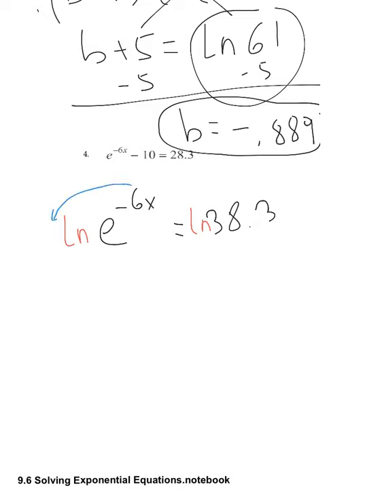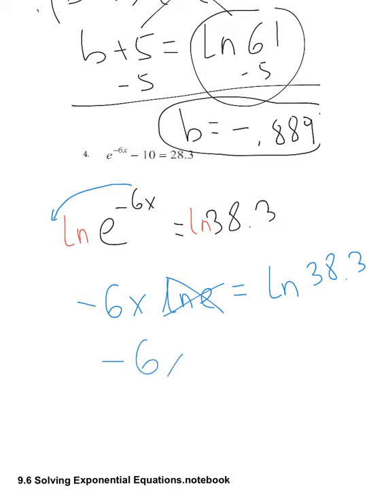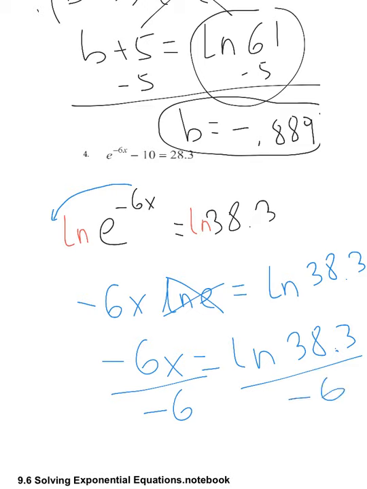So you get negative 6x ln e is equal to ln 38.3. In fact, ln e is equal to 1. So you get negative 6x equals ln 38 and 3/10. And how do you get x by itself? Divide by negative 6.